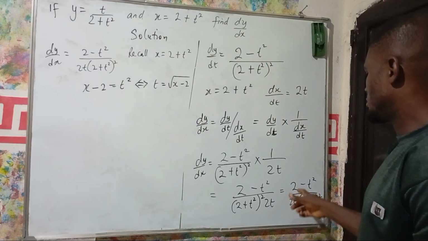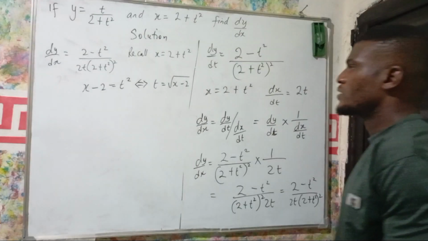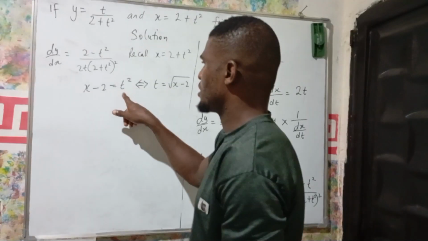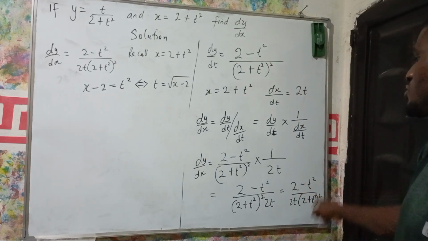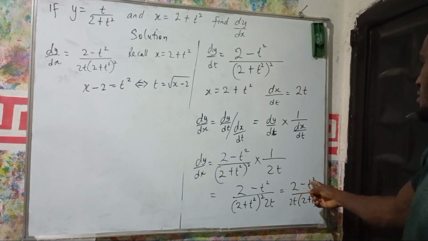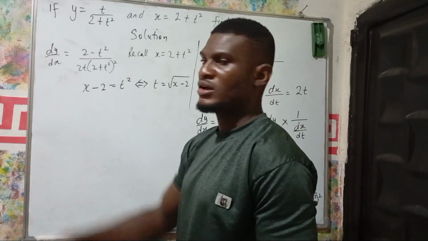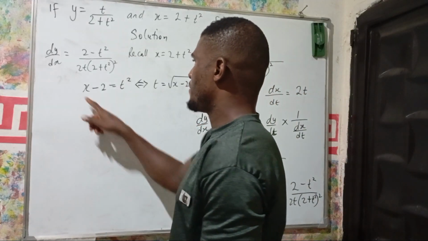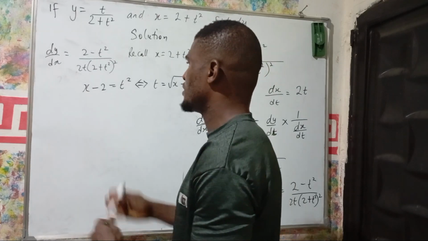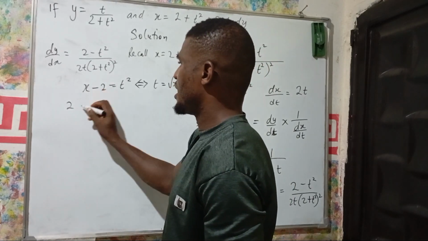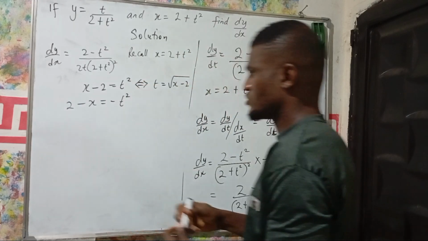And now, let's look at this term, 2 - t². What would 2 - t² be? We have t² here, but what we have is 2 - t², so we need to make our t² negative. How do you make t² negative here? We need to make all this other part negative. Making this part negative will make x negative and 2 positive. So let's change 2 to positive and change x to negative. That will be the same as negative t².